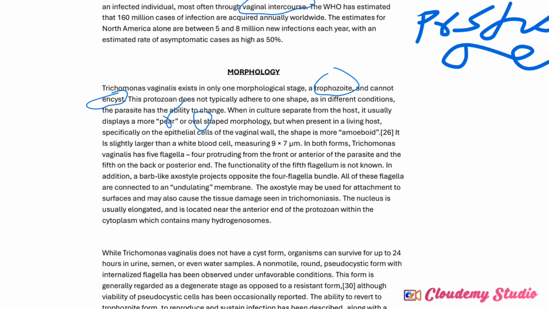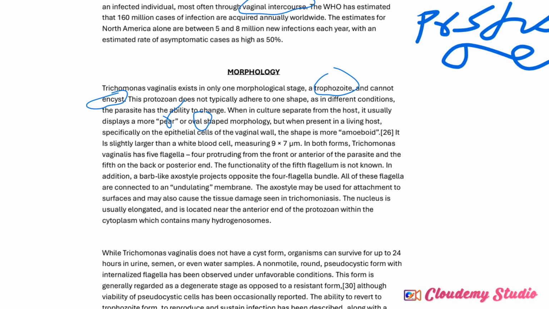Trichomonas vaginalis has 5 flagella. They have 4 protruding, which are anterior, and one posterior, which forms the undulating membrane. The functionality of the fifth one, which is the undulating membrane, is not really known. The axostyle of this animal is used for attachment to surfaces and may also cause tissue damage, as seen in trichomoniasis.